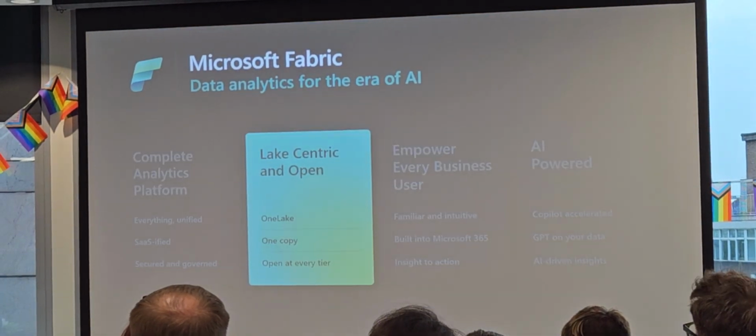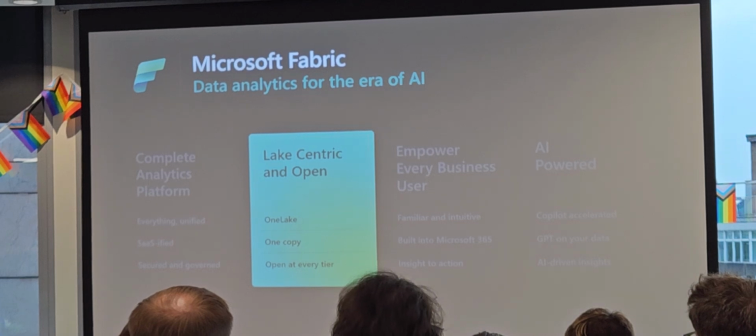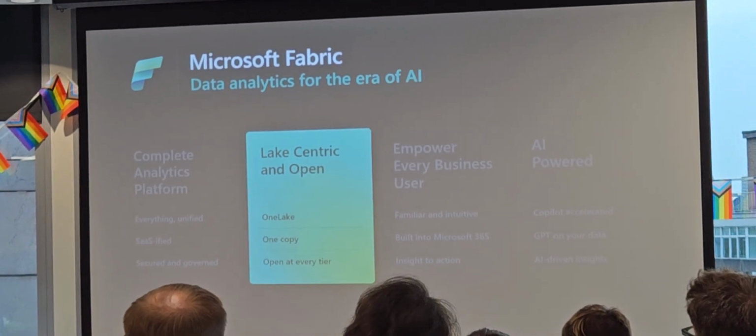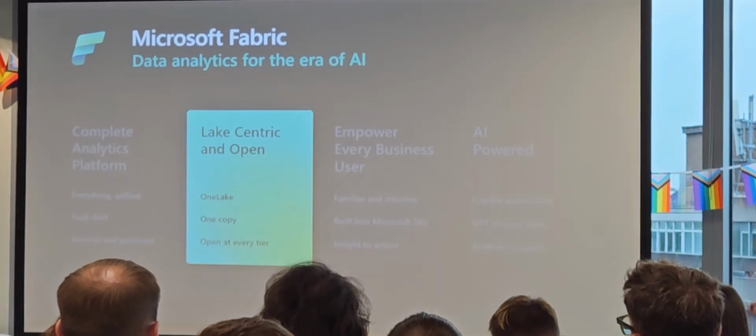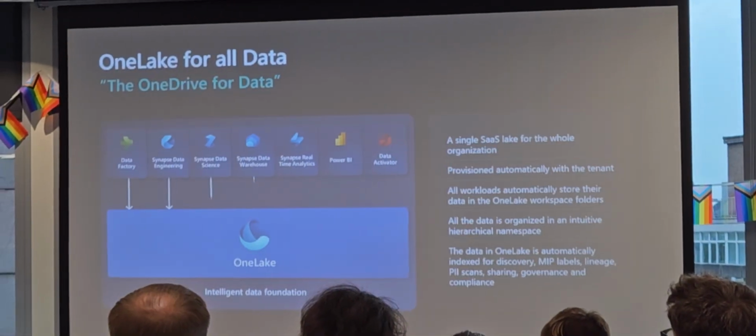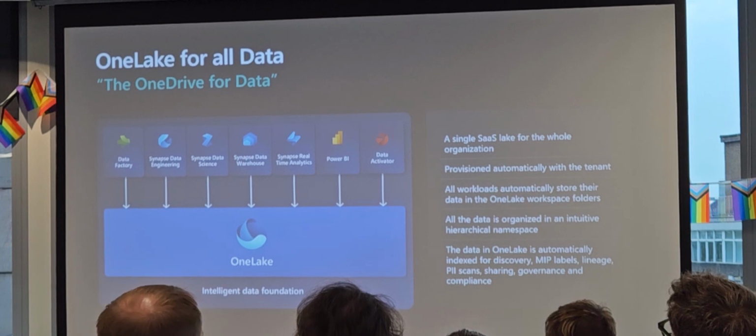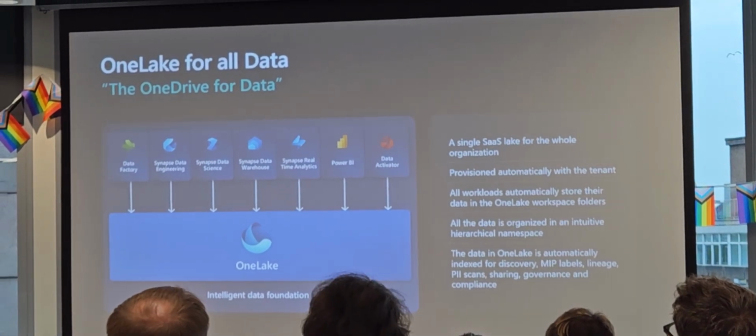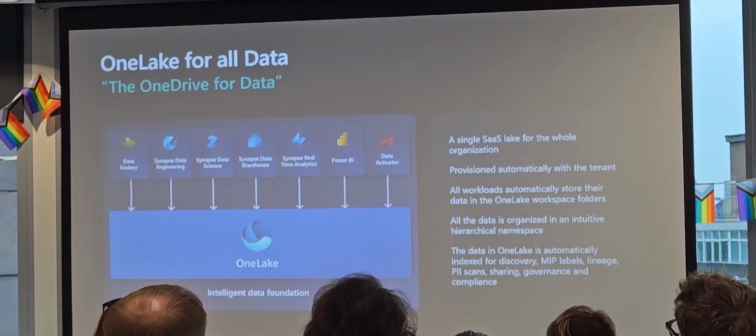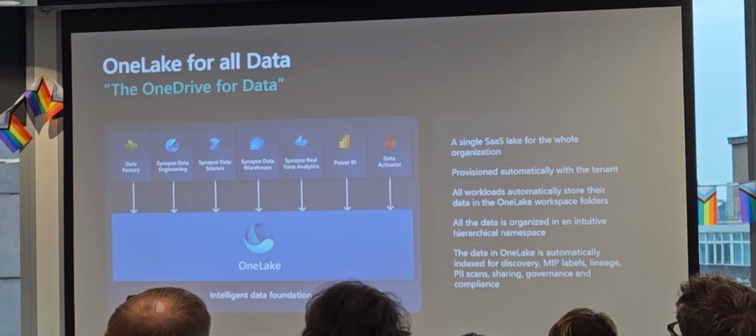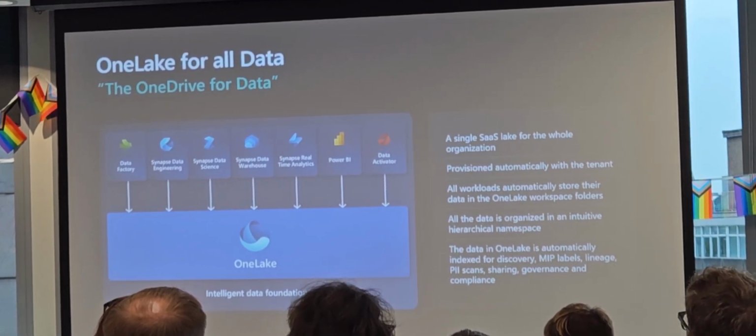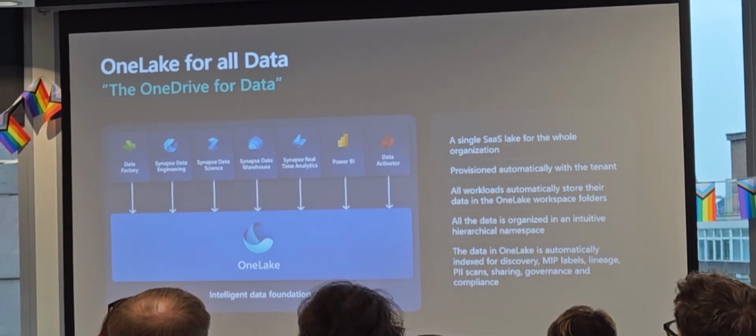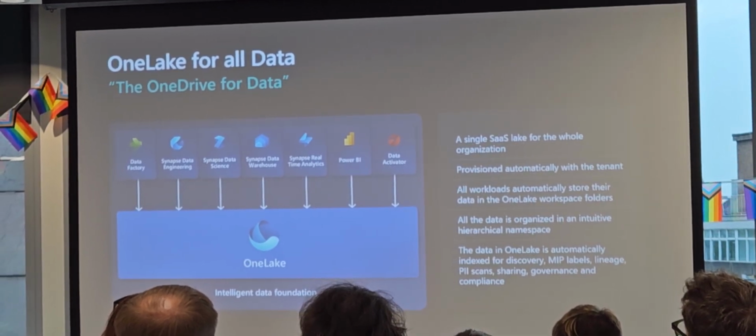So now let's talk about the real secret, the real thing that is making this all work. And that's the lake-centric and open architecture. It's something we call OneLake. And OneLake is what we call the OneDrive for data, kind of. So it's a single SaaS lake for the whole organization. So you create a Fabric tenant, you create a Power BI or something, you automatically get a OneLake for the whole organization.